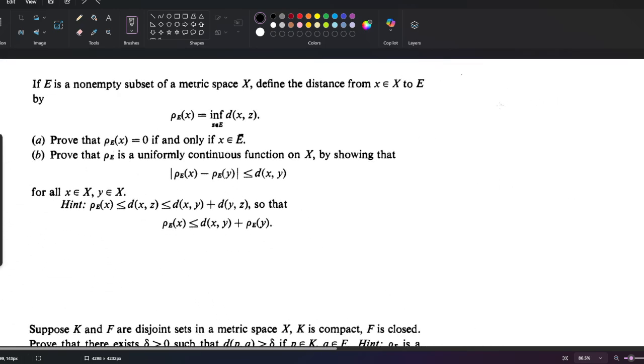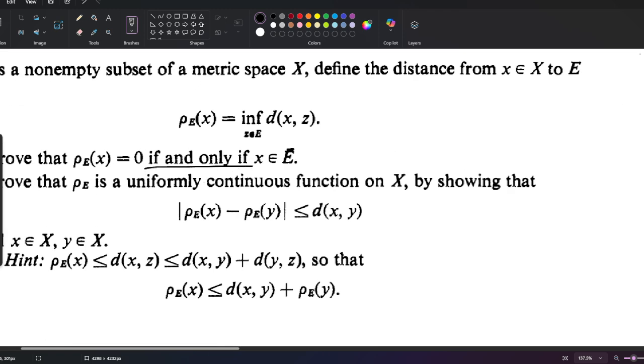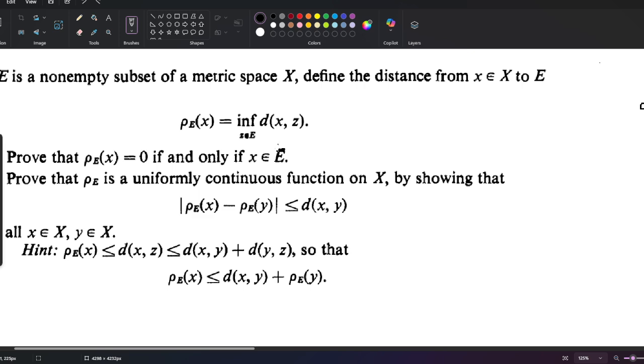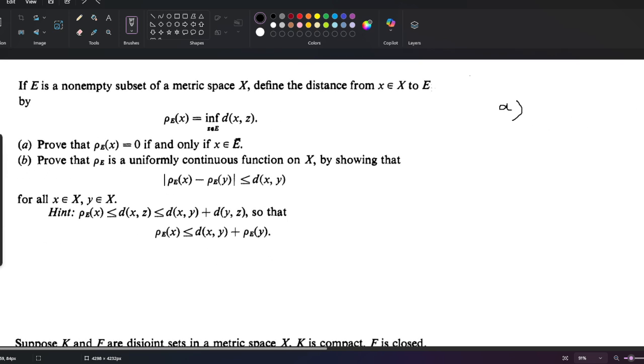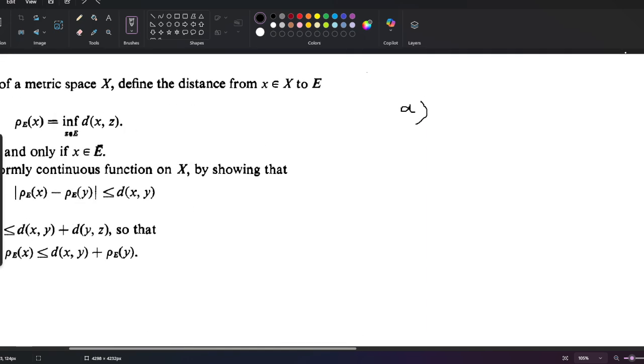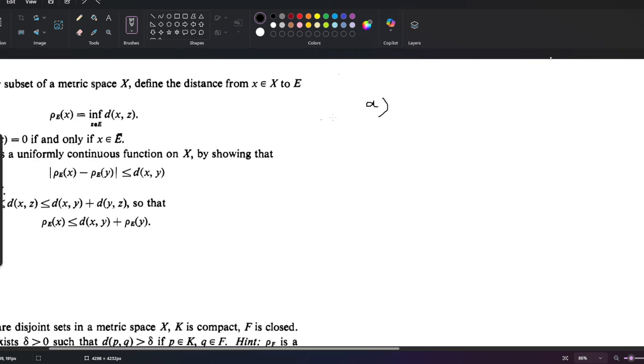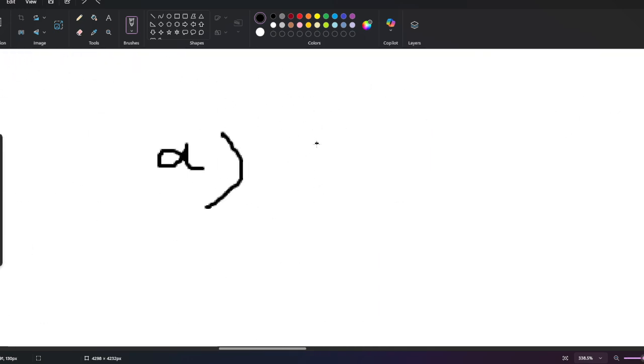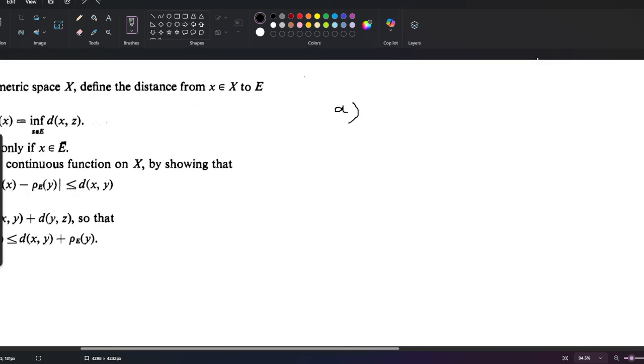So let's begin with that. Well, it's really easy to show, but we also have to show the converse. If x belongs to the closure of E, then the distance is going to be equal to 0. Alright. So if we look at the infimum, then what essentially it implies is that we have an infimum of 0.